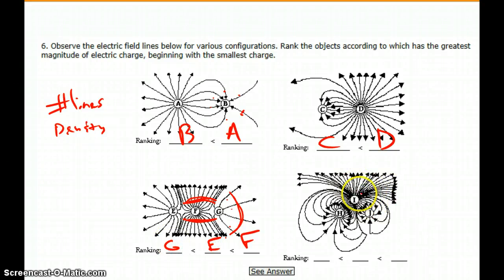This one again, density is going to be your best bet. The density around I is extremely large. Everything's packed in tight. Lots of field lines per small space. So it looks like I is going to be the biggest.